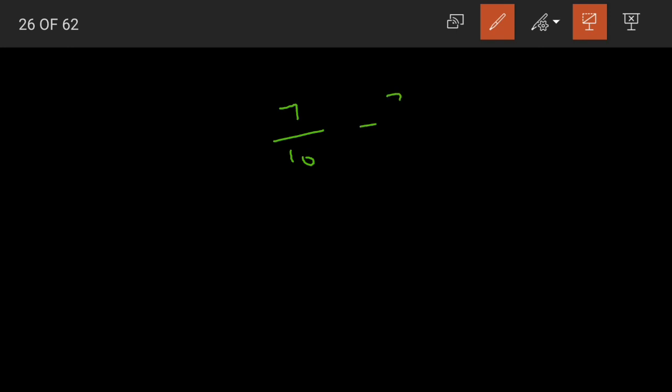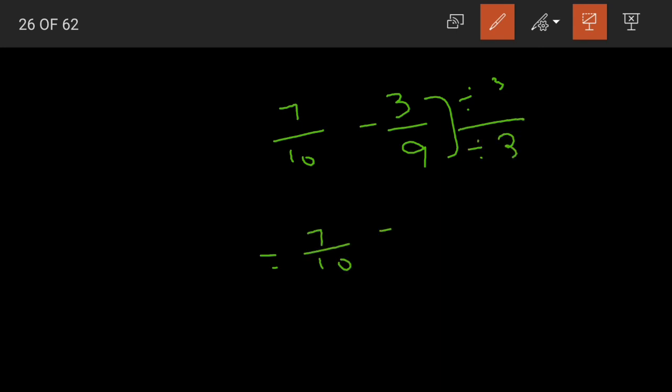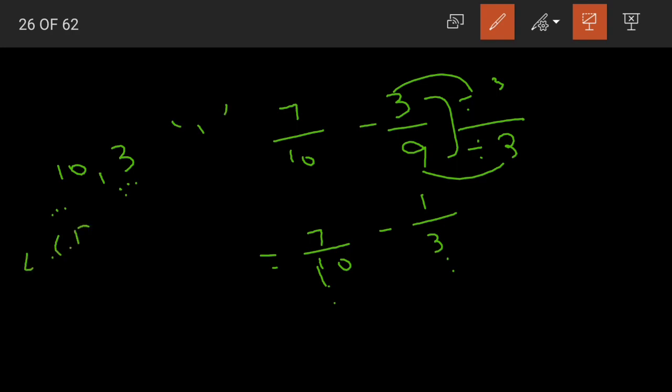7 by 10 minus 3 by 9, these are our given fractions. We need to find out the difference. Now here 3 by 9 can be reduced to the simplest form by dividing by 3. 3 divided by 3 is 1, 9 divided by 3 is 3. Now we are having two fractions, 7 by 10 and 1 by 3, where the denominators are 10 and 3. They are unlike fractions. Again, these two numbers do not share any common factors other than 1. So what will their LCM be? Their LCM will be their product, 10 into 3, that is equal to 30.